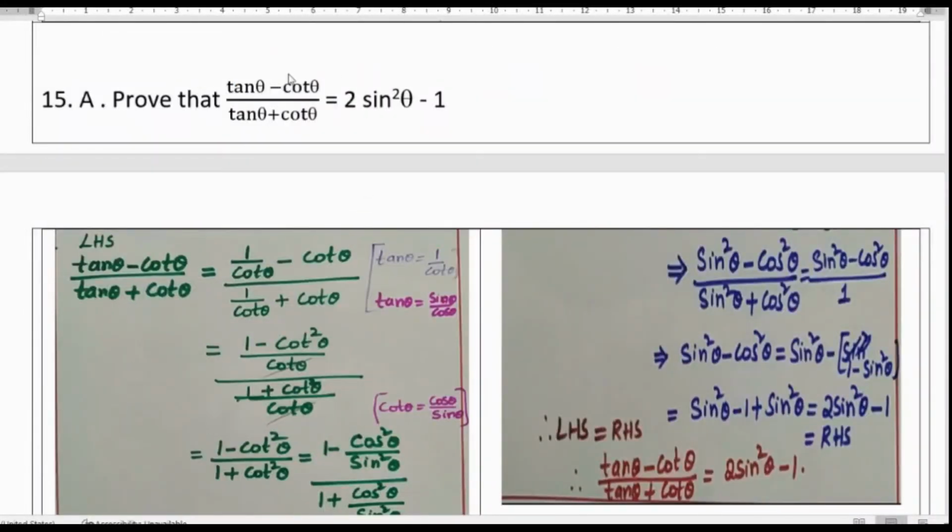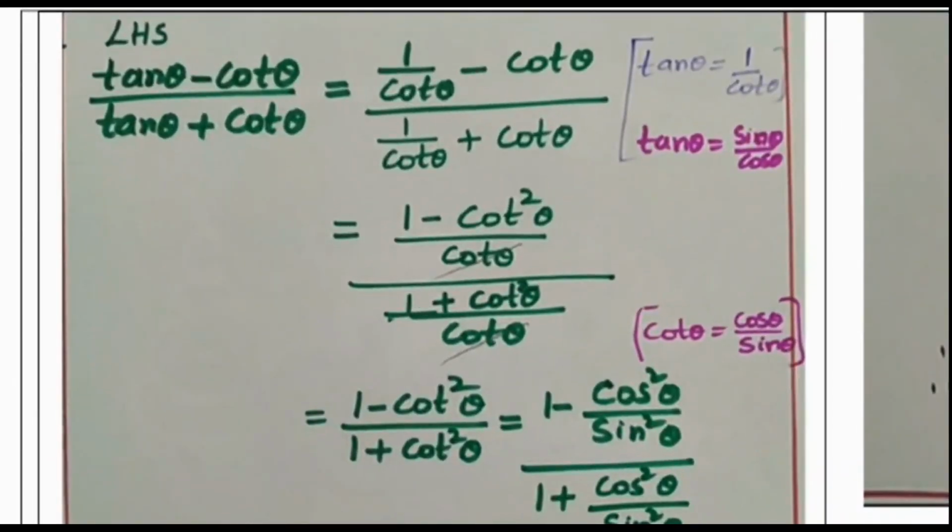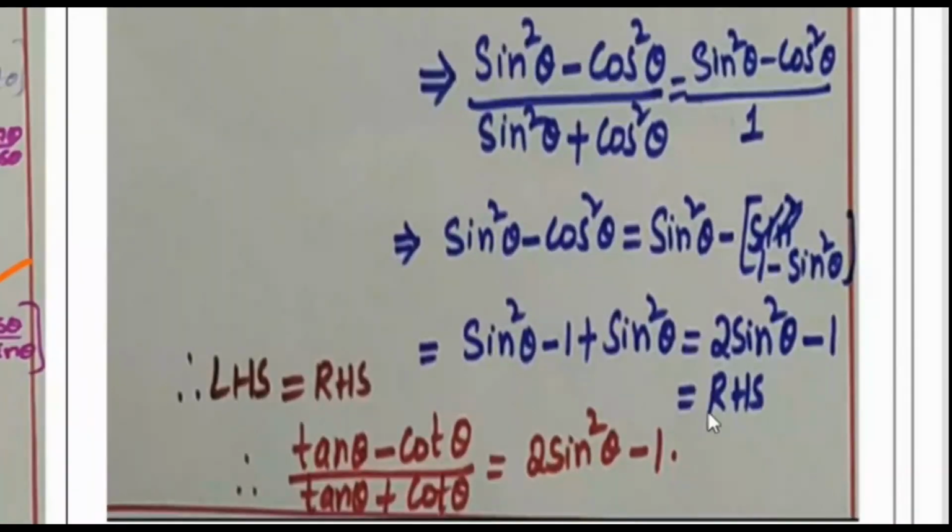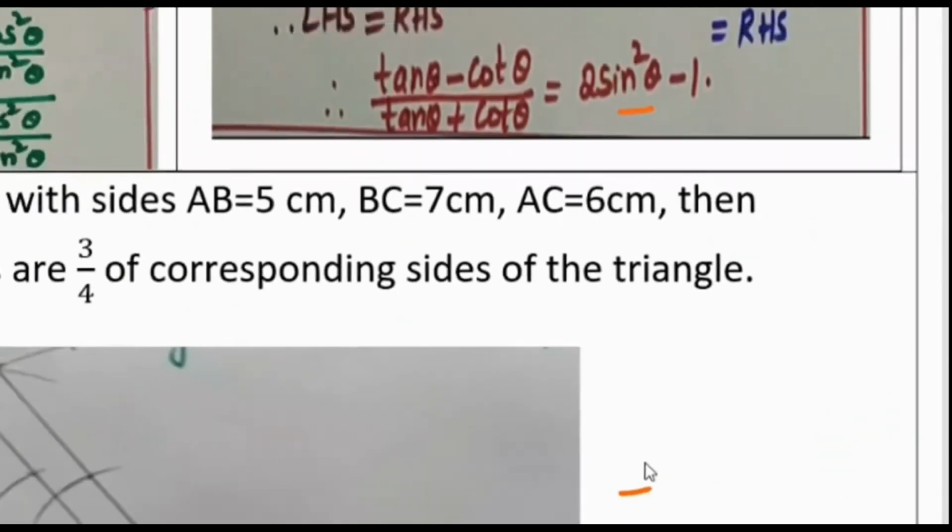15th question. Prove that tan theta minus cot theta by tan theta plus cot theta is equal to 2 sin square theta minus 1. So this type of question is important in the board exam, students. Take LHS and take the reciprocals wherever required. Use the identity and prove RHS. Hence tan theta minus cot theta by tan theta plus cot theta is 2 sin square theta minus 1.